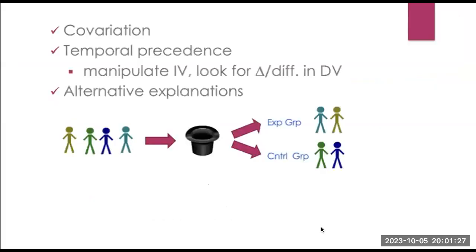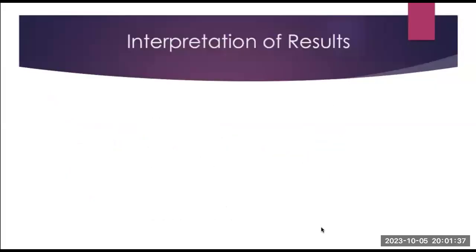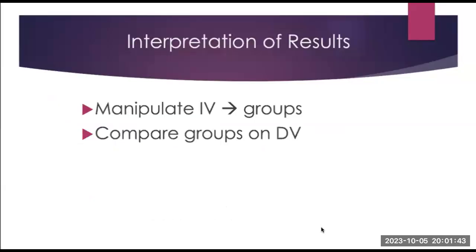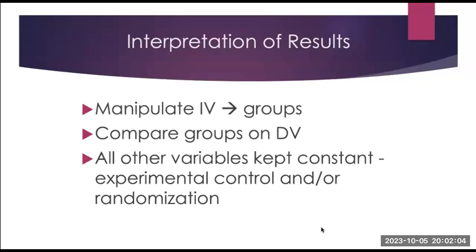So here's just kind of a pictorial view of establishing covariation, temporal precedence, and ruling out alternative explanations. So in terms of interpreting results, remember that we're going to manipulate the independent variable and randomly assign people into different groups. What we're going to do next is we're going to compare the groups on the dependent variable. So regardless of whether they're in the control group or the experimental group, we're going to measure a certain characteristic in the participants, and we want to see a comparison.